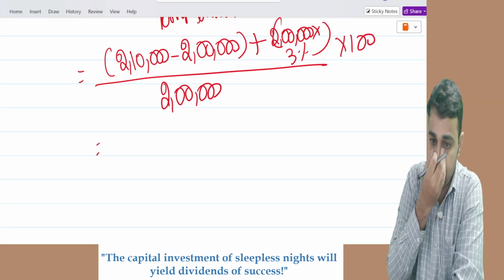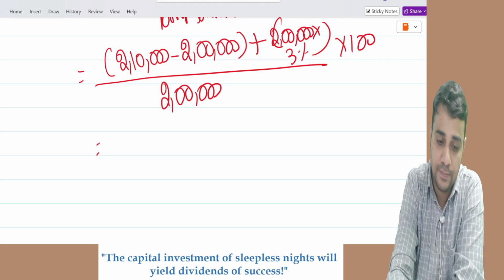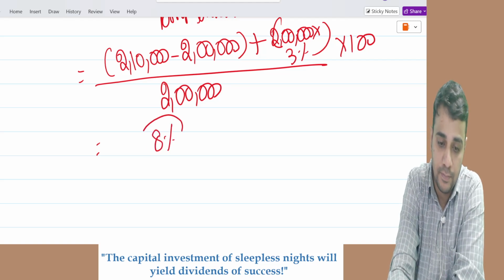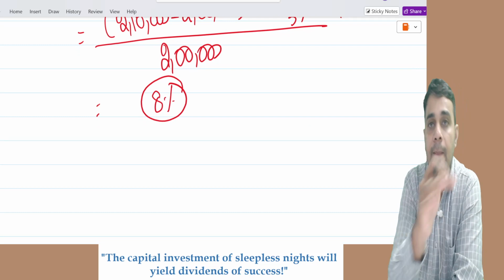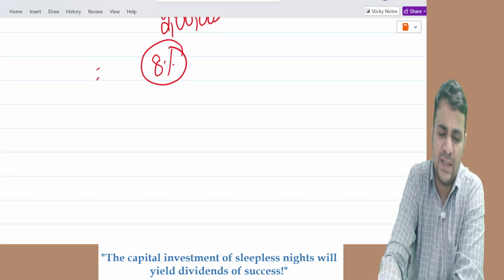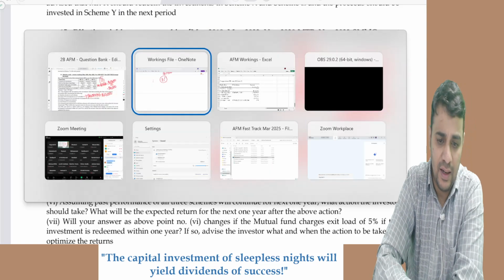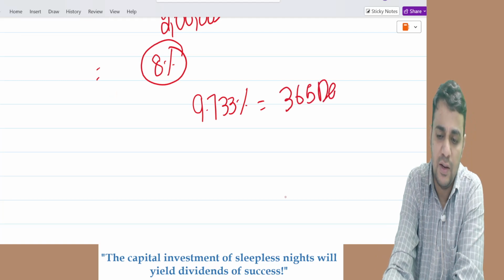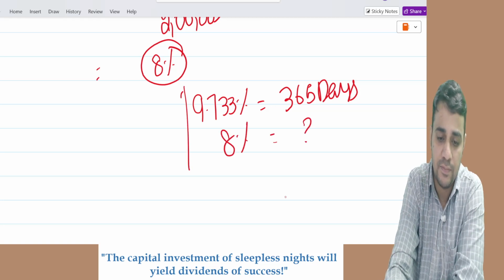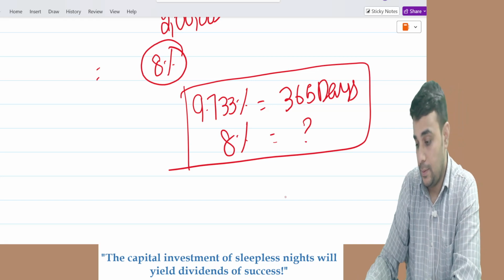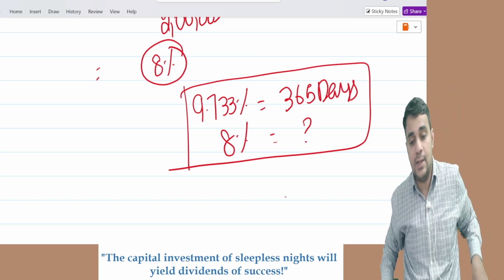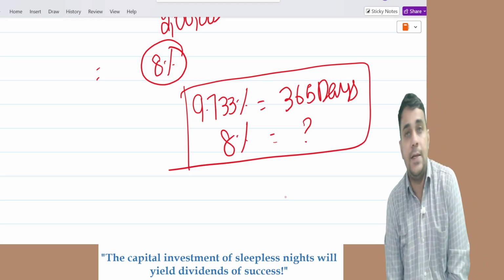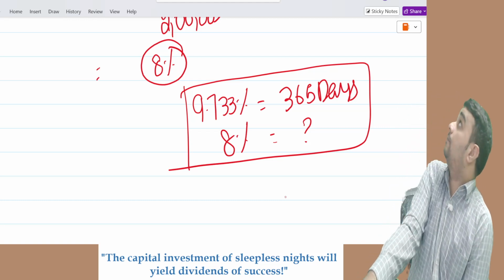Tell me the value here. What is the percentage? Now the logic is very simple. 9.733 is equal to 365 days. No formula, nothing. 8% is equal to question mark.